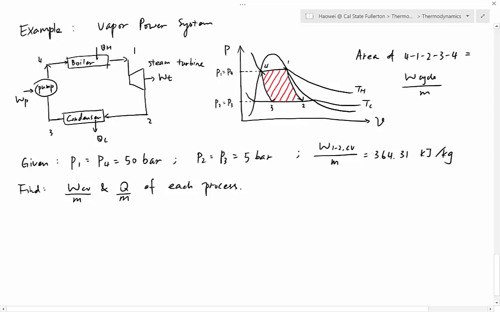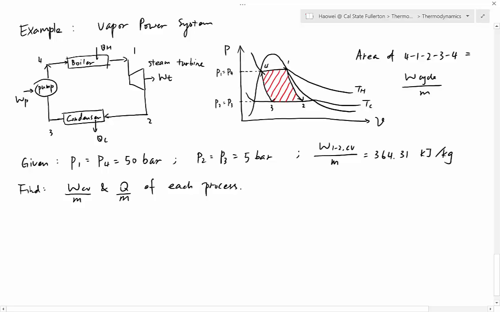What is given is P1 equal to P4 equal to 50 bar. They are equal because you can see on this P versus nu diagram, 4 to 1 is on a horizontal line, so they must have the same y coordinate. So P1 equal to P4. And same reason goes to P2 and P3. They are equal and equal to 5 bar.